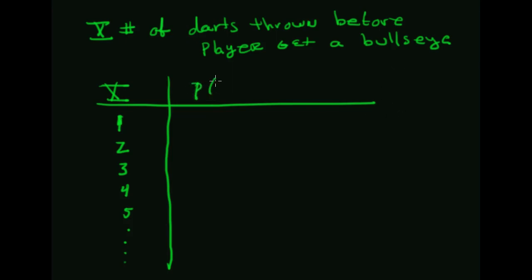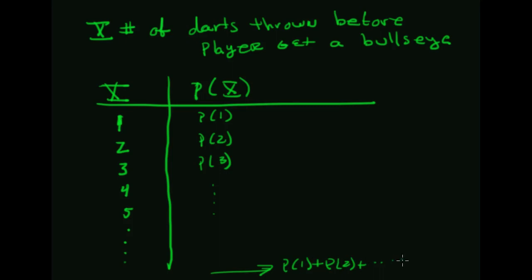So the distribution would be the probability of X, and we'd have to have some more information in order to establish it, because this is just the probability that 1 dart is thrown, this is the probability that 2 darts are thrown, this is the probability that 3 darts are thrown, and then all the way to the end here. And believe it or not, if you add these all up, the probability of 1 plus the probability of 2 out to the probability of infinity, it's going to equal 1.